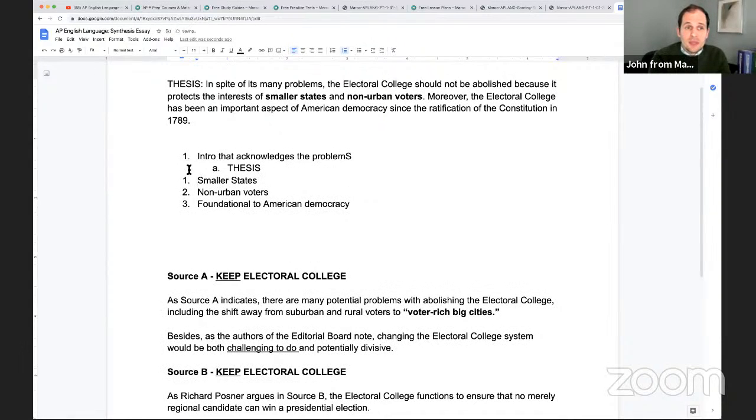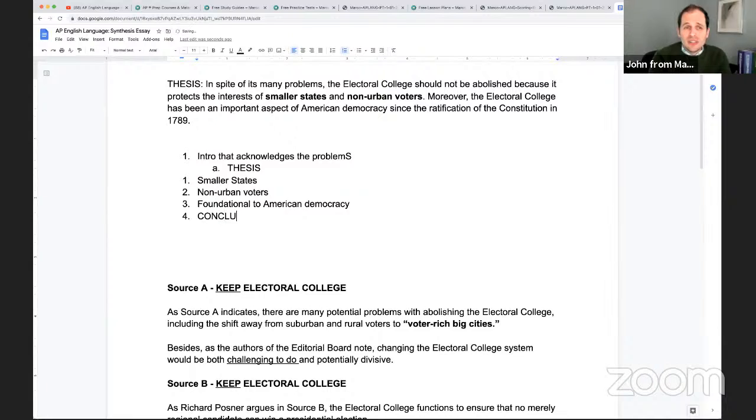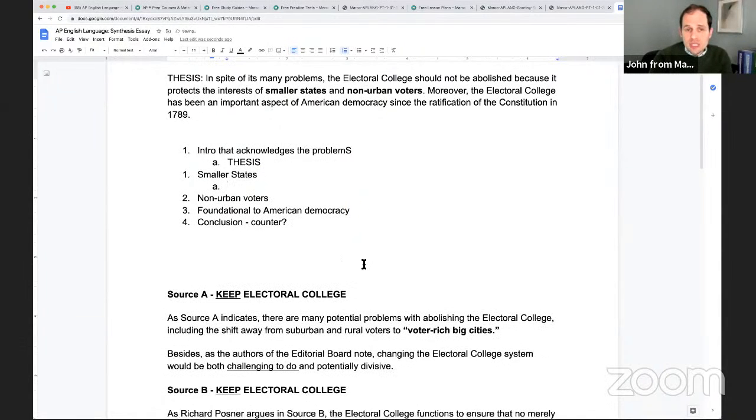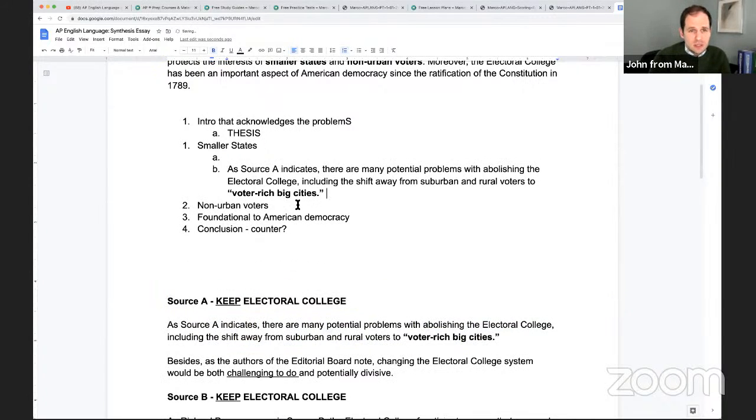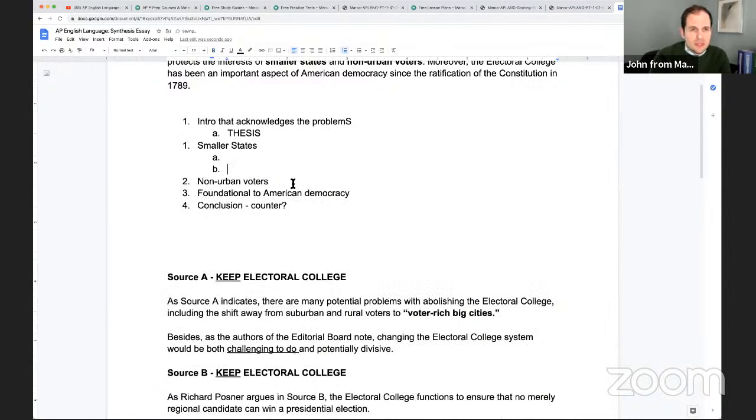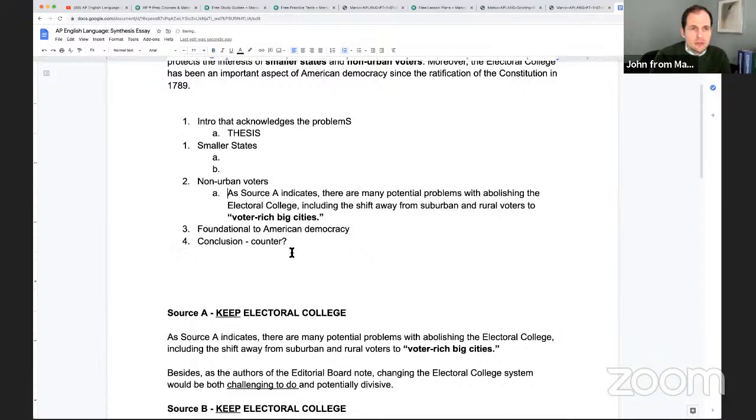Wait, clean that up. That's fine. My 1, 2, 3 body paragraphs. And then I'll do a conclusion if I have time, which would cover a counter argument. And then real quick, I'm going to pop in these sources and excerpts that I have. So I've got this line here for smaller states. Oh, that's big cities. I'll put this in the right spot under non-urban voters.